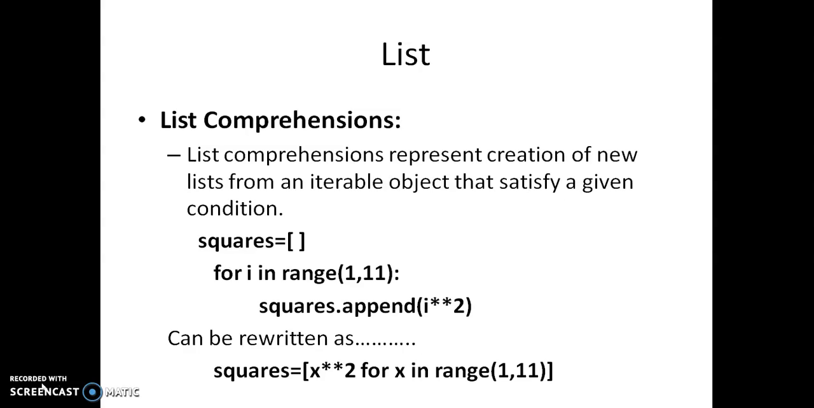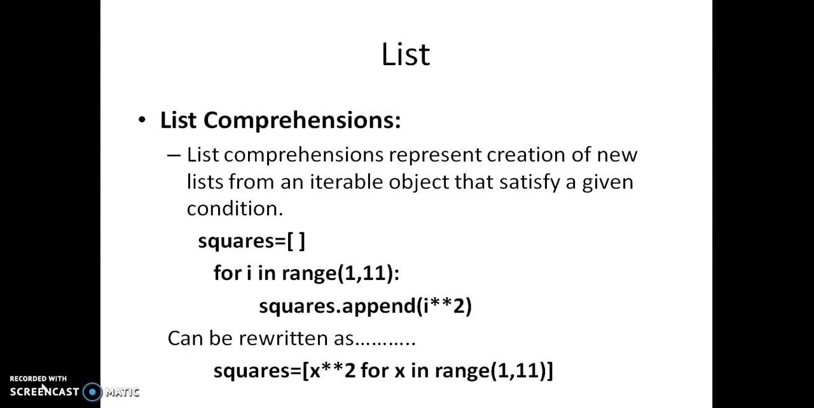So x power 2. This is the part that says what operation you want to perform on the elements, that is x power 2. Next, this operation is to be performed on some values. Those values are: for x in range of 1 comma 11. That is, for this expression we are taking the values from range of 1 comma 11, that is from 1 to 10.